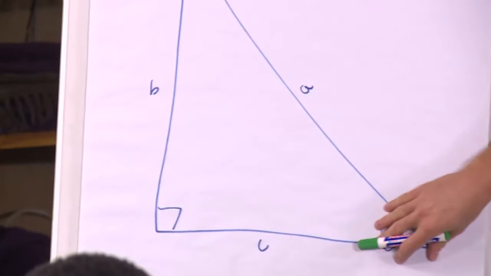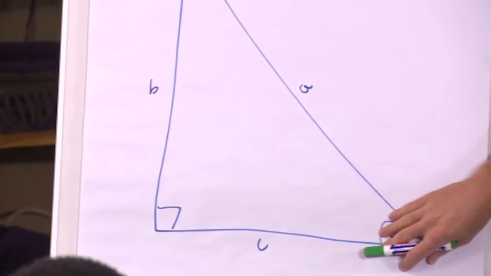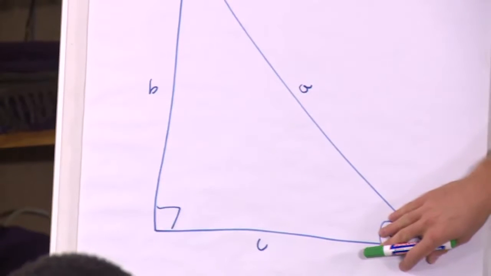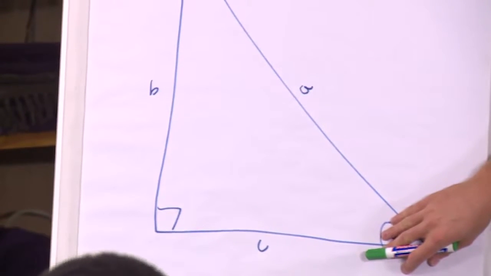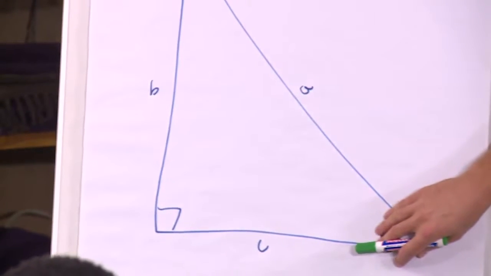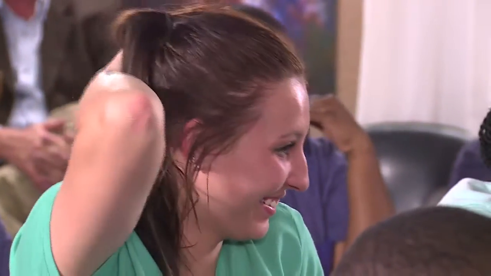What is cos? I think it's B over C. Let's have a look. Cos is the adjacent side. Which is the adjacent side? Adjacent means right next door to.